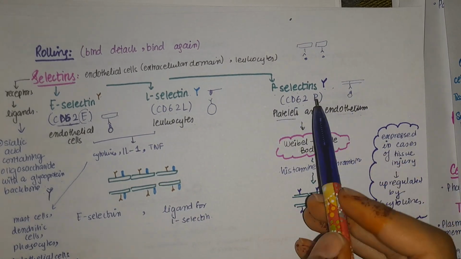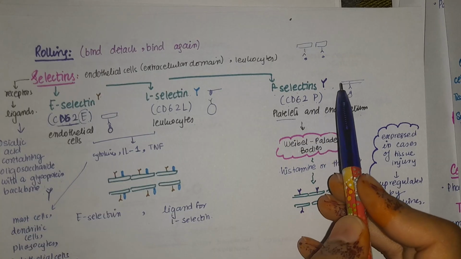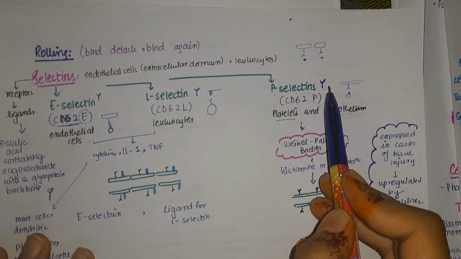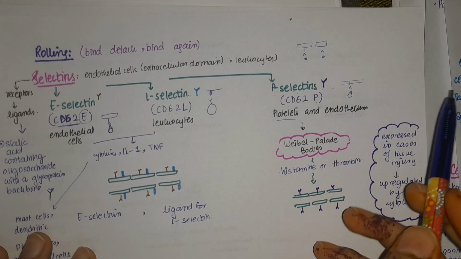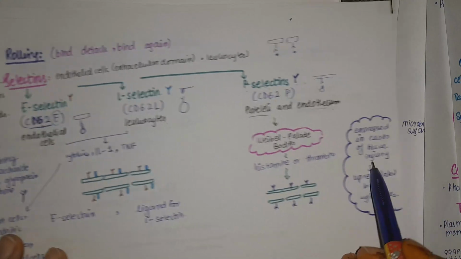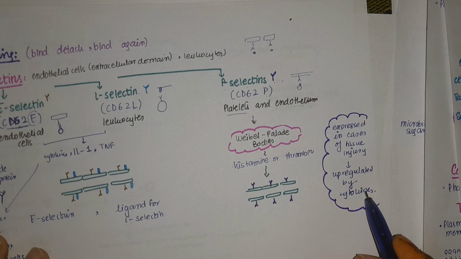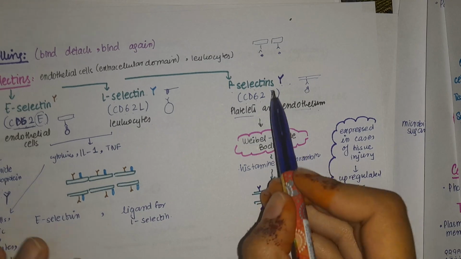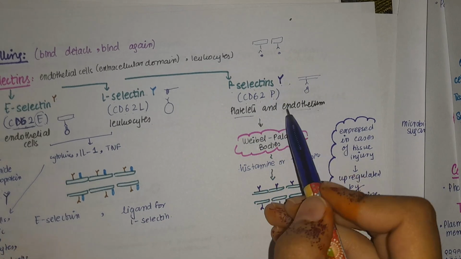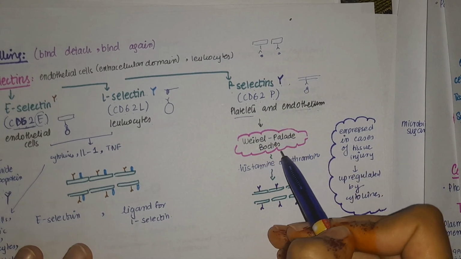They are saying that the P-selectin, or that receptor, is not expressed until it is needed. And when does the need arise? The need arises whenever there is tissue injury or they are upregulated by cytokines. Okay, so where are they stored in such a situation? They are stored in Weibel-Palade bodies.